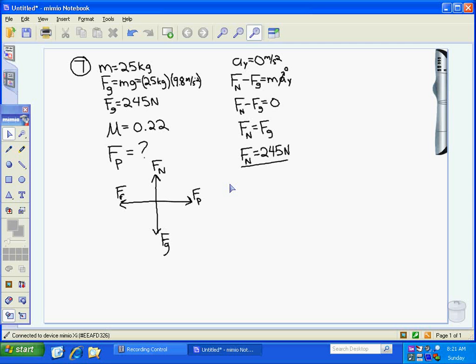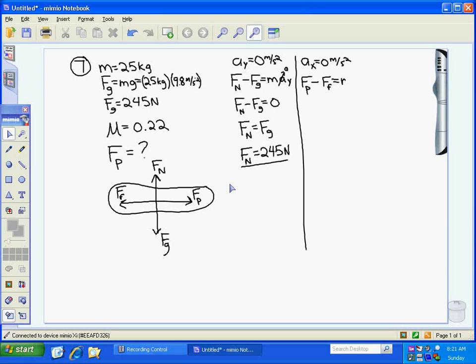So in the x direction now, we notice that it says it's moving at a constant speed. So a sub x is equal to 0 meters per second squared for this problem. So we get the horizontal pushing force minus the force of friction. Remember, look back at the free body diagram. That's the equation I'm getting for that axis. Each axis has its own equation. And we set this equal to m a sub x.